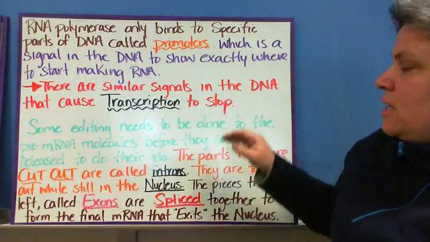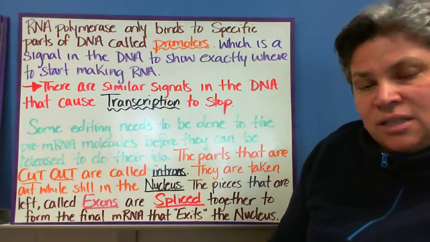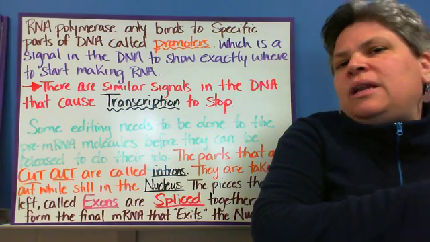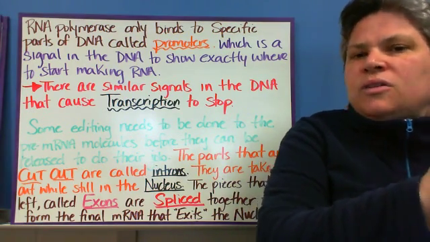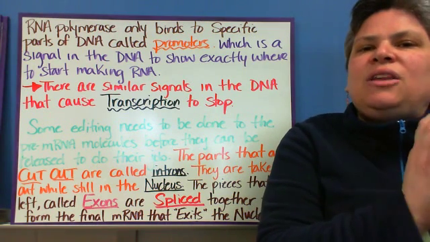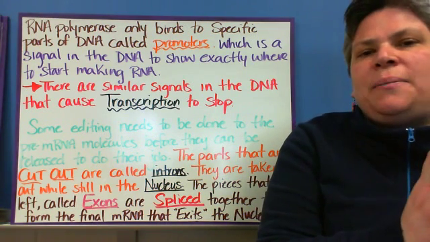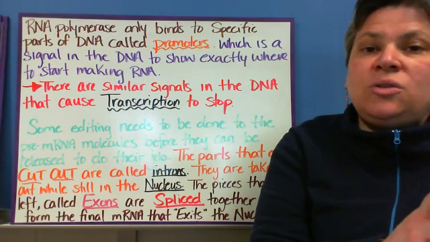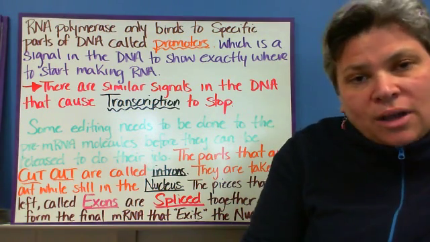There are similar signals in the DNA that cause the process of transcription to stop. So the RNA polymerase will be going along reading the DNA, and then there's a signal there that says, okay, you're done. This is all you need to copy. This is the only part that we actually need to turn into a piece of RNA. So the whole process will stop.